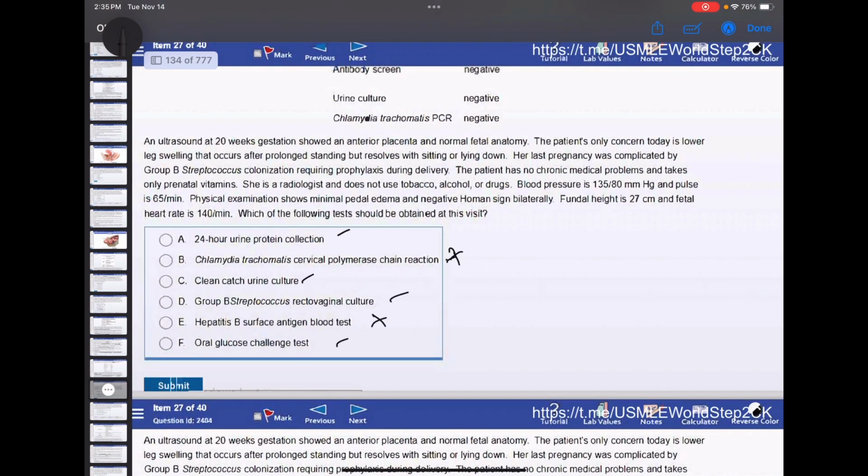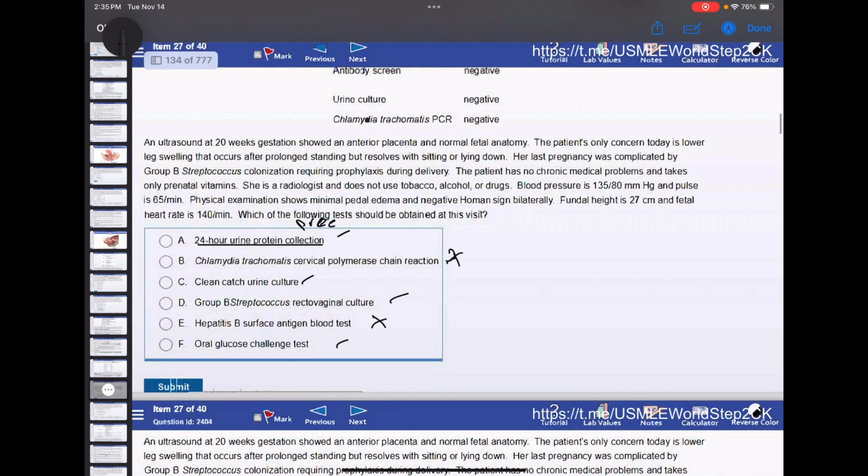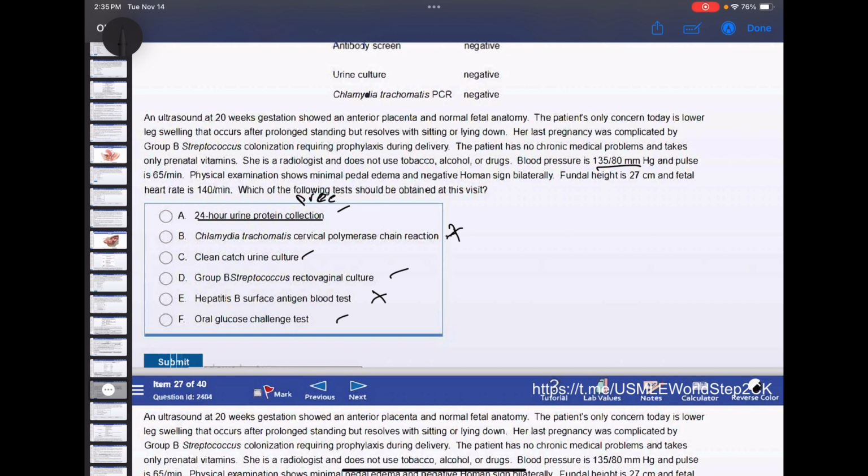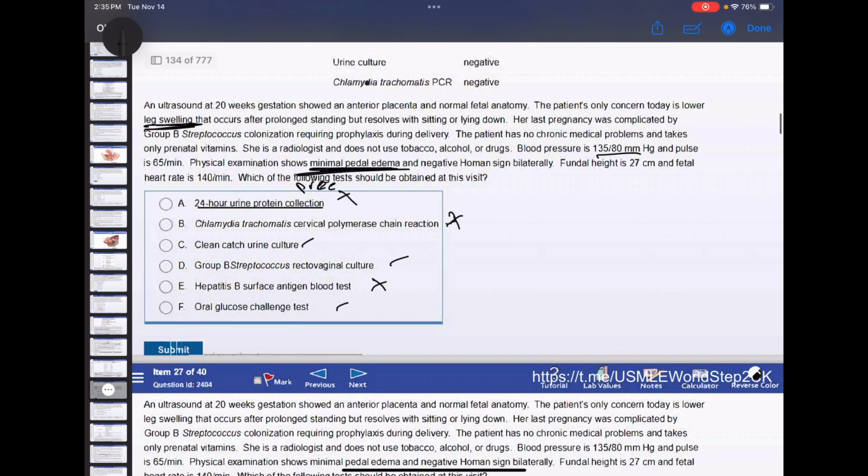Then we have clean catch urine. 24-hour urine protein collection is the gold standard if we suspect preeclampsia, but her blood pressure is normal, right? And there are no other signs of preeclampsia. We do have some complaints regarding leg swelling, but this much leg swelling is normal. It is minimal pedal edema, so that is a physiological adaptation of a mommy's body for the child, right? So we are not going to do this.